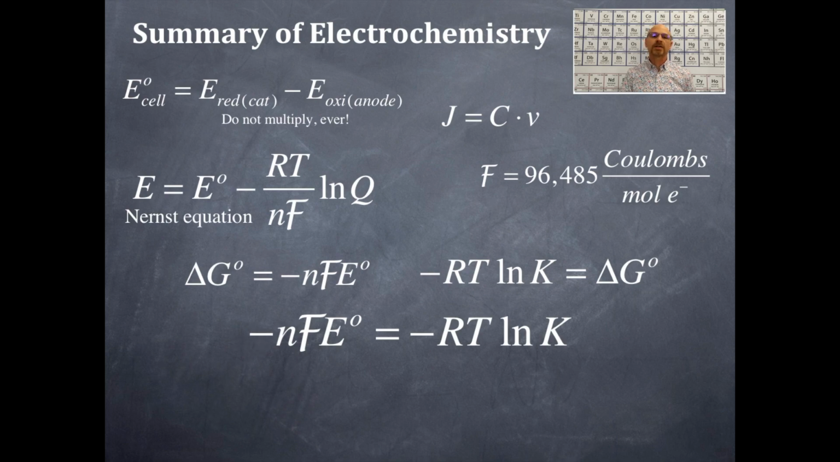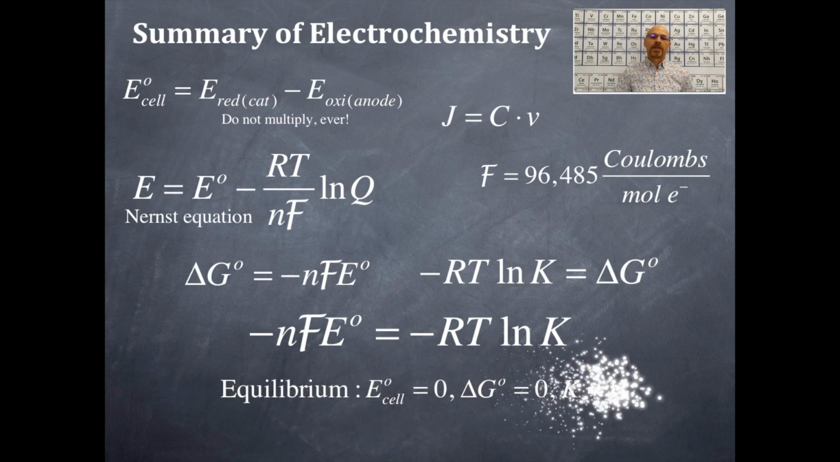So we have this equation here, which is very important. It's a combination of these two equations, and on the left-hand side we have negative NF E naught is equal to negative RT ln K. So we can correlate the E naught for the cell with the reaction quotient, or the equilibrium constant K in this case. Really important set of two equations.